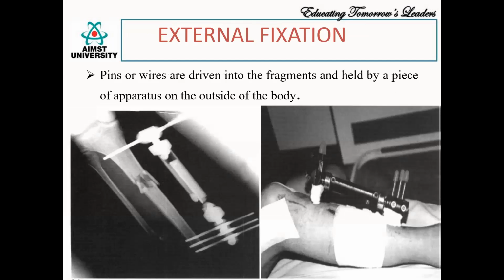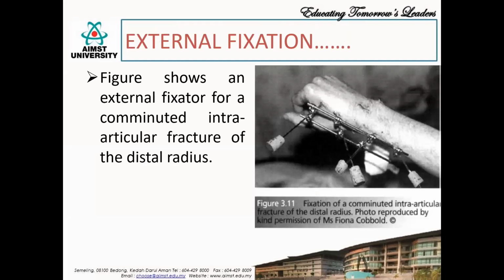This is external fixation, with pins or wires, and you can see the external fixators. It is used in open wounds with excessive soft tissue damage. If there is any muscle injury, in that case, you can use these external fixators. So this is a wrist fracture. Comminuted means it is divided into multiple segments. So in that case, you need to use these external fixators.